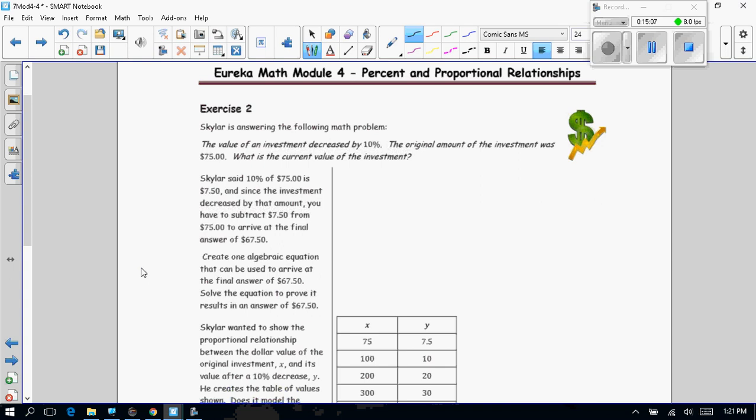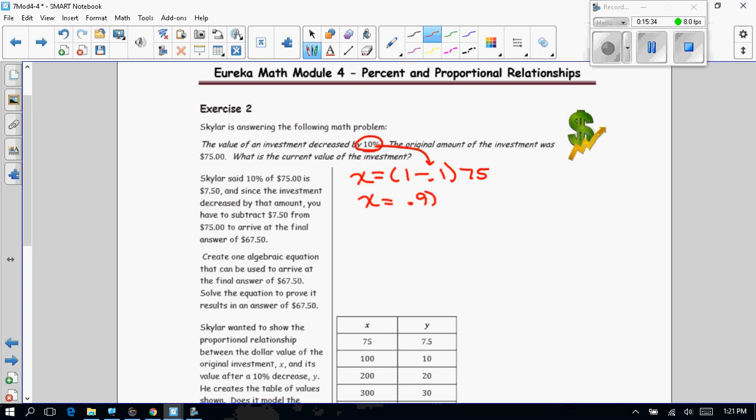Well, what we could do is we could try to figure out if this is true. So let's see. We're going to say that our final investment, at the end, is going to be X. And we had 100% minus the 10% times the $75 investment. In other words, 1 minus 0.1 is 0.9 of 75. And sure enough, when we do it this way, we get $67.50. Okay?